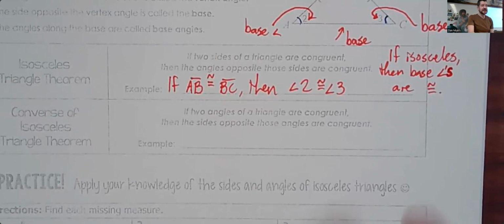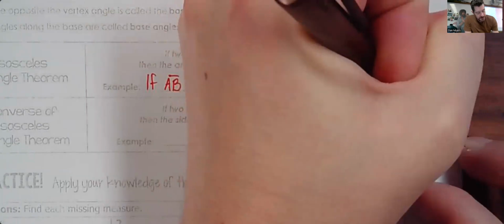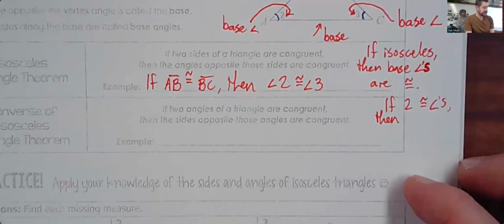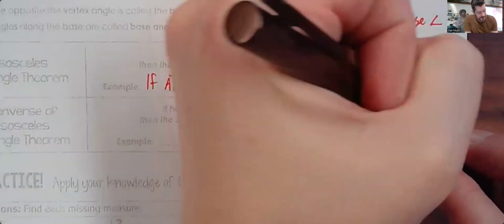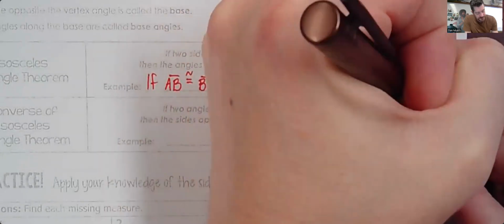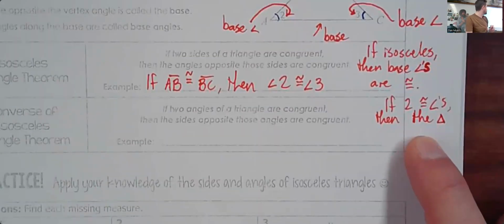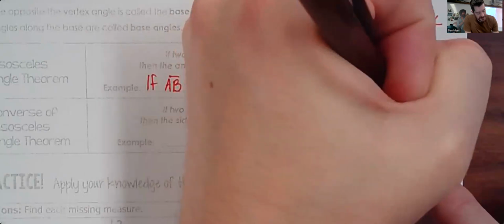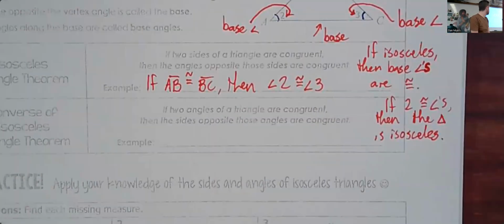So off to the side here, let's say if two congruent angles, then the triangle is isosceles. This is for the bottom one. If you have two congruent angles in a triangle, then the triangle is isosceles. So it's the converse. Now, we're not going to say if the two base angles are congruent because we don't know it's isosceles yet. You can only call them base angles once you know it's isosceles. So if you have two congruent angles, that automatically means you have an isosceles triangle.